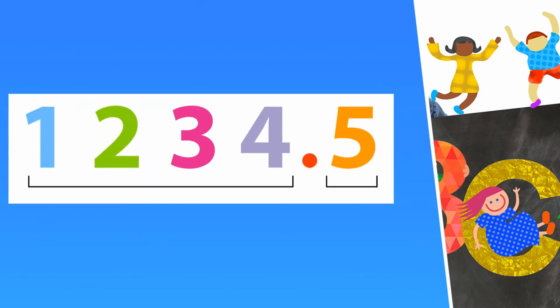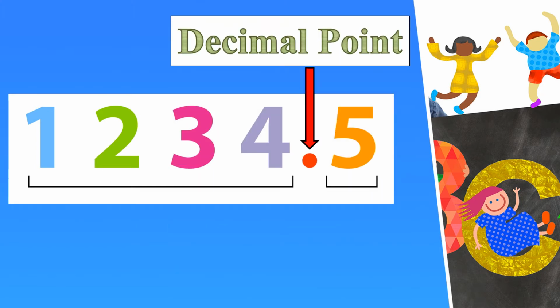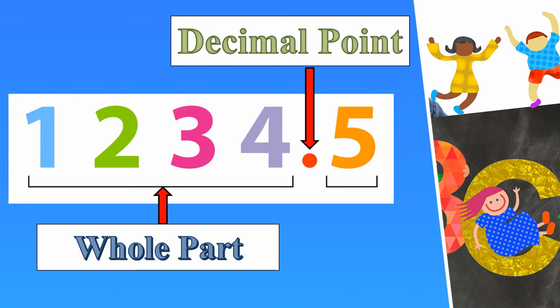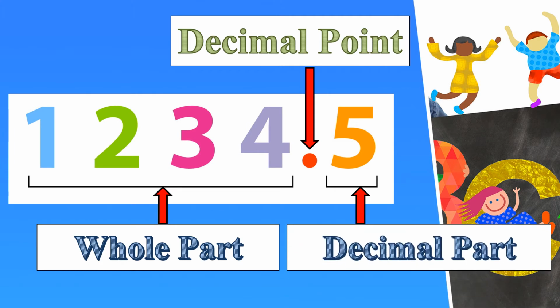For example, let us consider a number 1234.5. The dot represents the decimal point. The number which is placed before the decimal point is called the whole part. The number which is represented after the decimal point is called the decimal part.